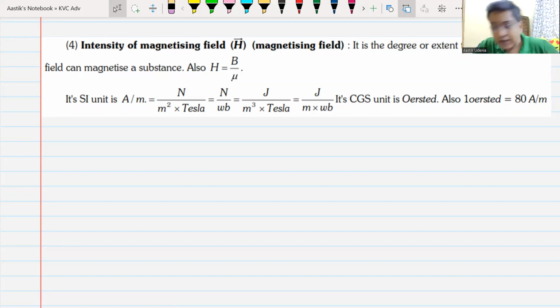The value of the magnetic field in which the body is kept is known as the intensity of the magnetizing field. So this is the field in which the body is kept. So the intensity of that field, how much is the strength of that field, is known as the intensity of the magnetizing field, and this is the definition. It is denoted by the letter H.